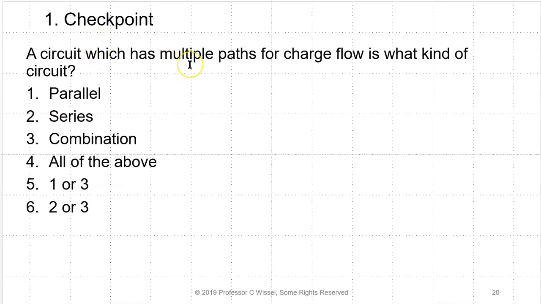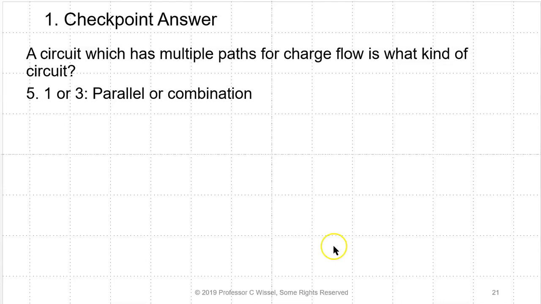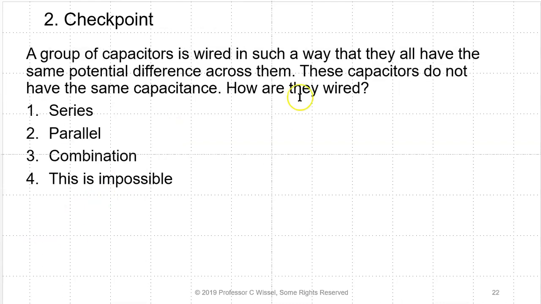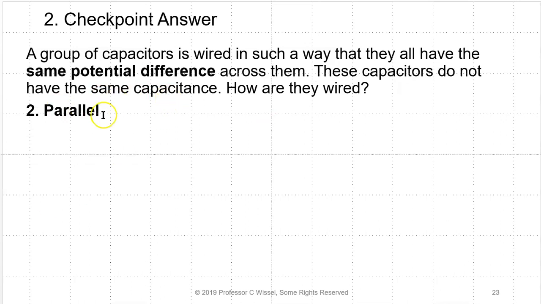A circuit which has multiple paths for the charge to flow is what kind of circuit? If it's got multiple paths, it's either a parallel circuit or a combination circuit, because a combination circuit would have multiple paths. It would include parallel bits as well as series bits. A group of capacitors is wired in such a way that they all have the same potential difference across them. These capacitors do not have the same capacitance. How are they wired? They're wired in parallel.